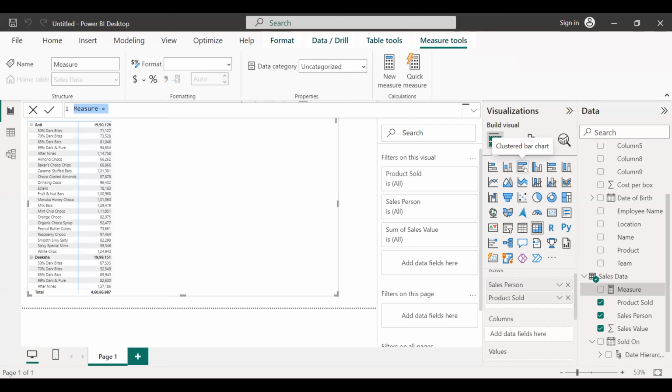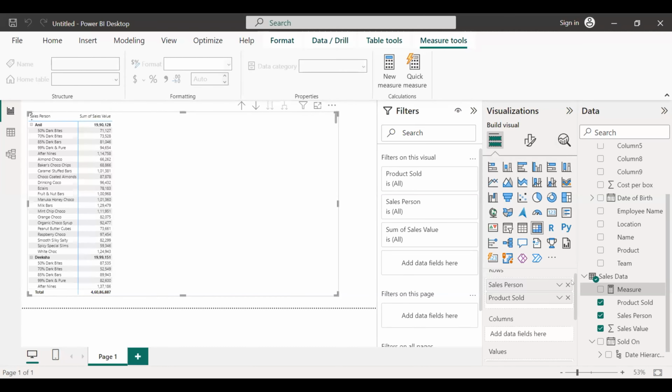Why will we write a measure? Because a measure will not occupy space, whereas a column occupies more space and increases the file size. And when we open it, it takes lots of time to load the file. For that, we will use measures. Measures are more comfortable.